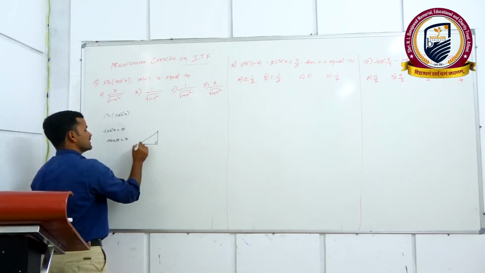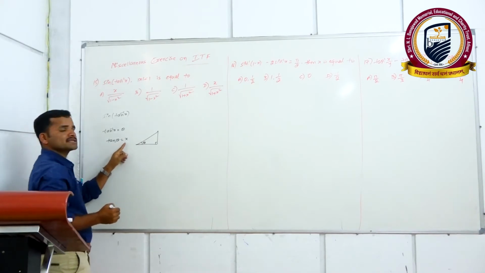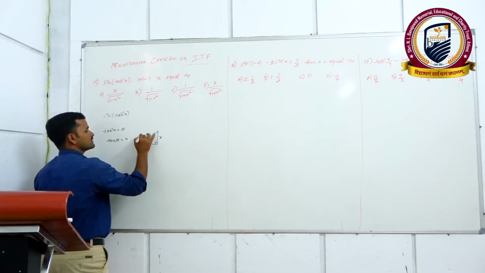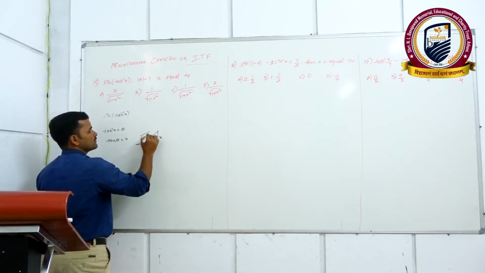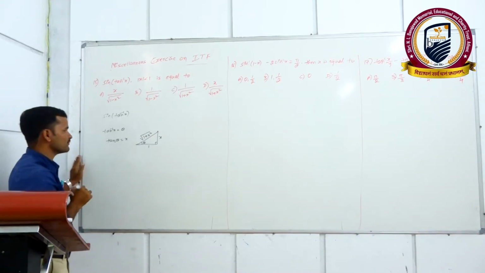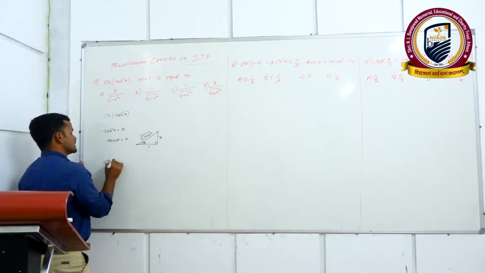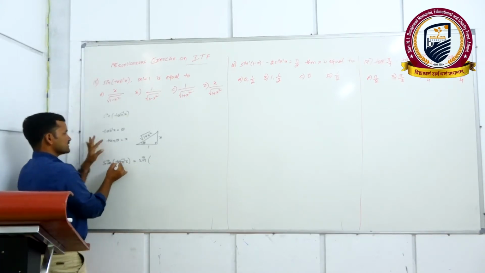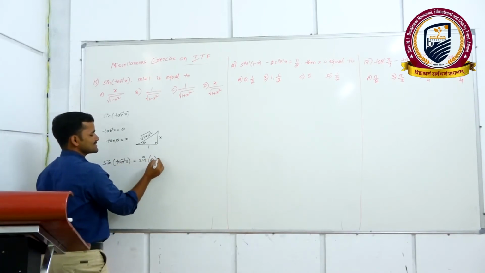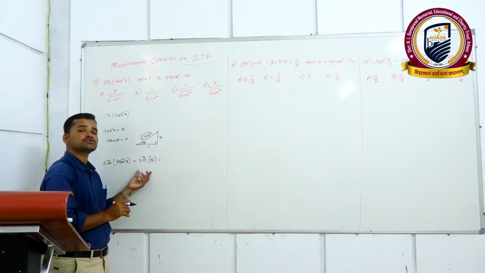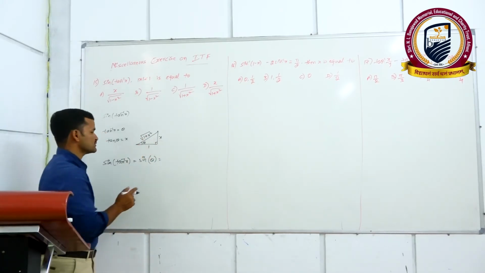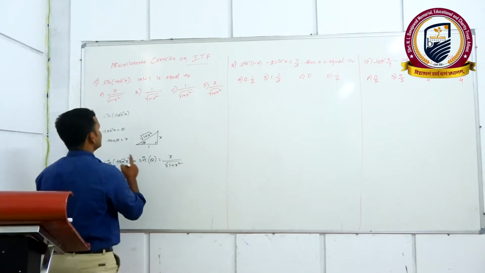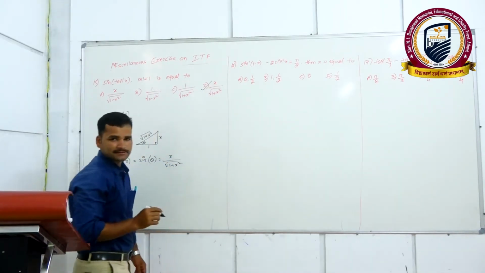Here is the right angle. If I consider theta, tan theta is the ratio of the opposite side and the adjacent side, which is x by 1. So the hypotenuse will be the square root of 1 plus x square. Sine of tan inverse of x is sine theta, which is the ratio of the opposite side and the hypotenuse. That is nothing but x by square root of 1 plus x square. So here option D is correct.